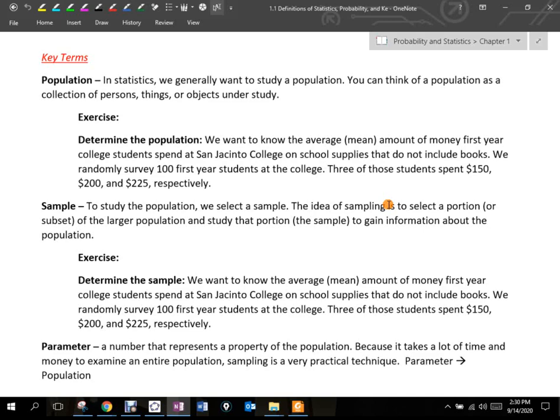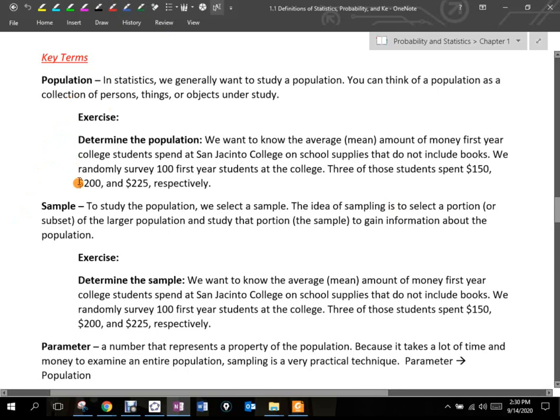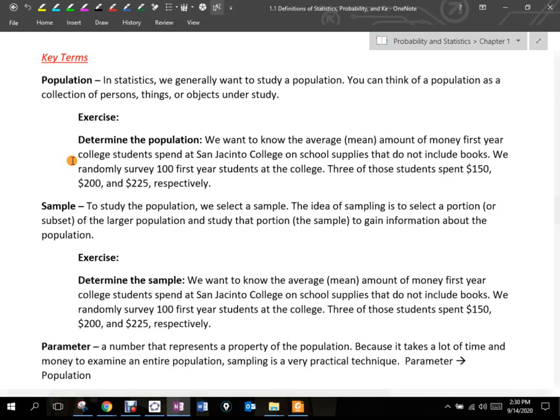Now we look at this exercise. I'm just going to look at this example right here, and it asks us to find the population. When you read these, there's usually going to be two groups. There's going to be a group that is larger and a group that is smaller. The larger group, the population. Smaller group, the sample. Does that make sense? That's always the situation. So when we read this, you see two groups of people being expressed up there. It says we want to know the average amount of money first-year college students spend at San Jacinto College on school supplies that do not include books.